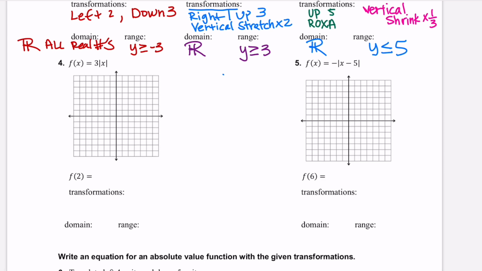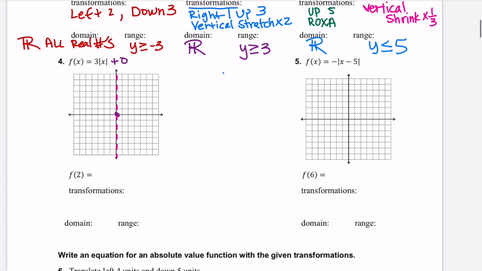Number 4, we have 3 times the absolute value of x. Now notice there's no number going up and down. There's no number going left and right. So the vertex of this is going to be right at 0. Our axis of symmetry is going to go right on top of this vertex.